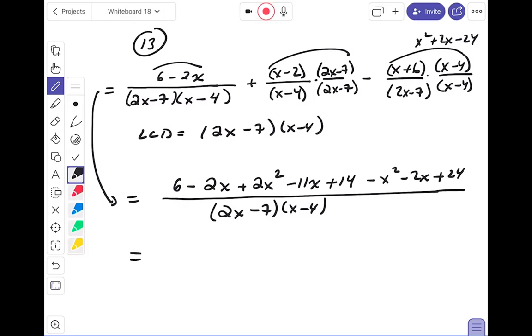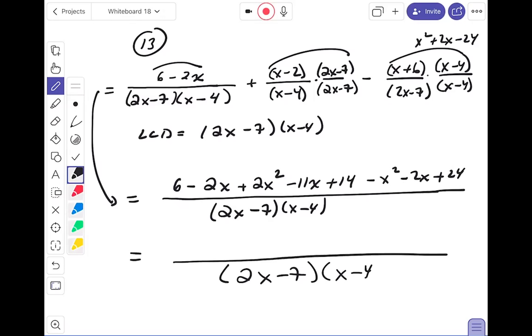One step at a time. 2x minus 7, x minus 4. Let's do the top. I like to go in order. All right, so I look at one thing at a time. Look at this guy and this guy. They're x squared, right? How many do you have? 1. All right, I'm going to do the x's now. All right, so minus 2 minus 11. It's minus 13. Minus 2 is minus 15 x's.